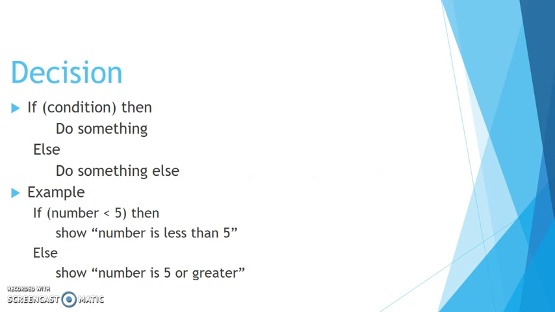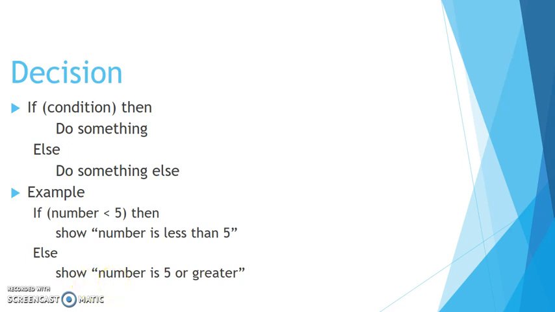So number is set to 3. 3 is less than 5. So that condition is true, so it will show number is less than 5. When the number is set to 5, 5 less than 5 evaluates to false. So we go into the else part of this statement, and that shows number is 5 or greater. And then finally, when the number is 10, 10 is not less than 5, so the condition evaluates to false. So again, we go into the else portion, and it shows number is 5 or greater.